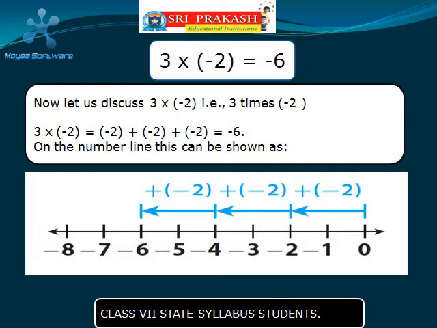Like that, when we take 3 blocks, each block having 2 units 3 times, we reach up to 6. Because that 6 is towards the left hand side of the 0, the sign will be minus 6. So the value of 3 into minus 2 is minus 6.